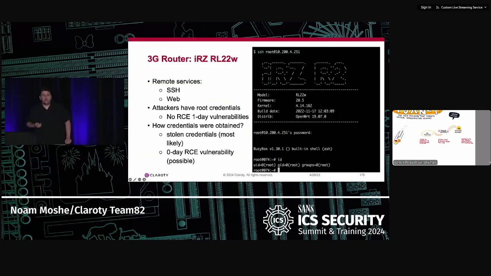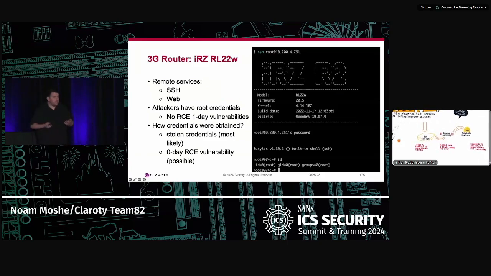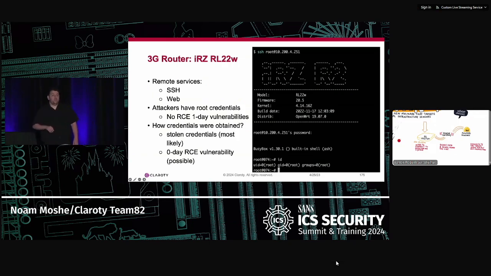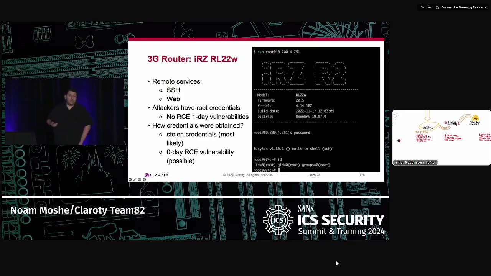Now, like I told you before, the router used by MOS collector is the RL22W. After opening the firmware and trying to play with it, we discovered that it has two main remote access services. It could be SSH, which the attackers chose to use. However, it also has web access and remote access over web. Now, from the attackers' pictures, we see that they simply used root to connect to these devices. However, there is no relevant one-day vulnerability known on the internet. So our question was, how did they get credentials? How did they get access to the root account?